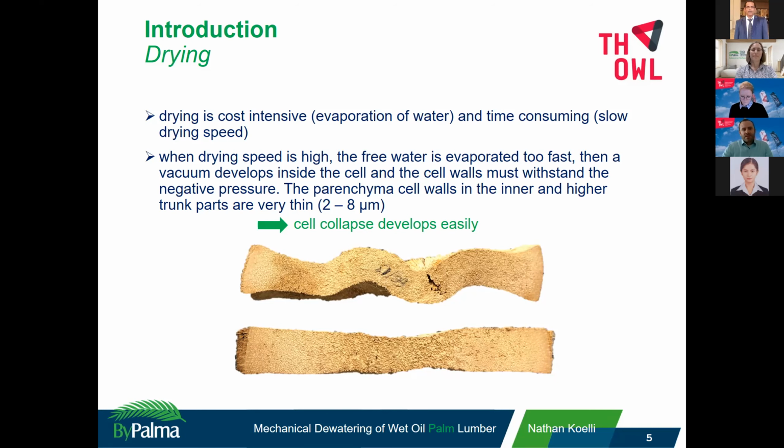The parenchyma cell walls in the inner and higher trunk parts are very thin. They are only 2 to 8 micrometer, and therefore cell collapse develops easily, as we also heard in the presentation before. We see here on the picture 2 blocks of the whole diameter. The block from below is from 1 meter trunk height, and the block from above is from 3 meter trunk height, and both blocks were kiln dried very fast, and we see massive deformation and also massive shrinkage.